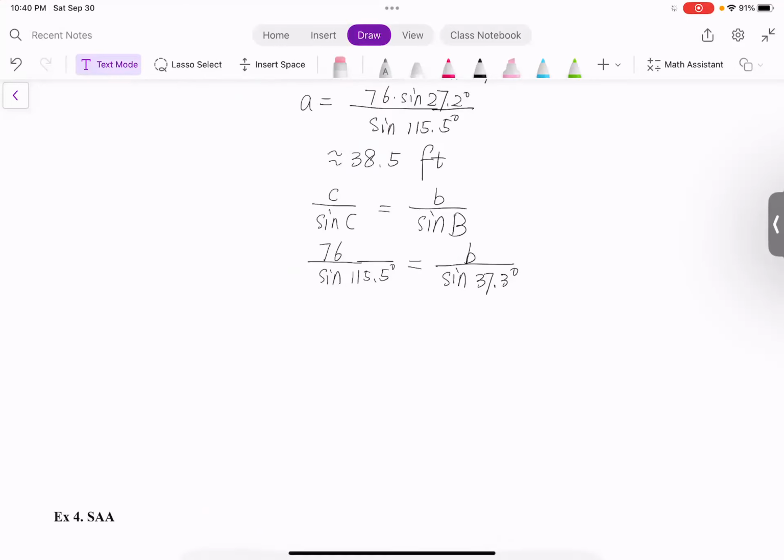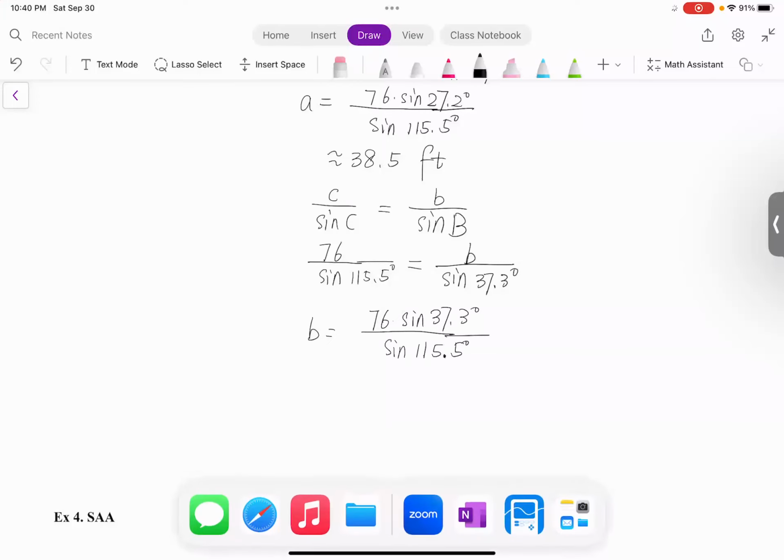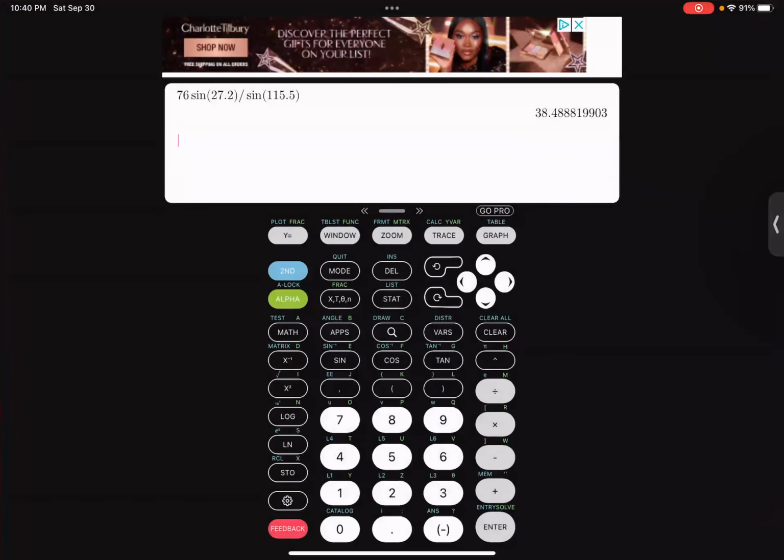Then isolate the B. B equals 76 times sine 37.3 degree, all divided by sine 115.5 degree. And then we need to use our calculator to find the solution.